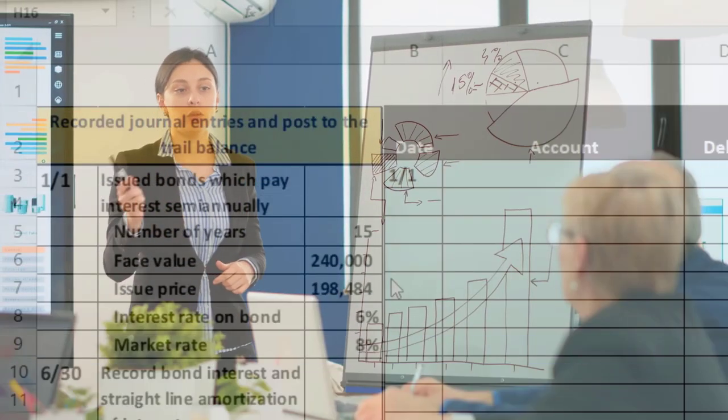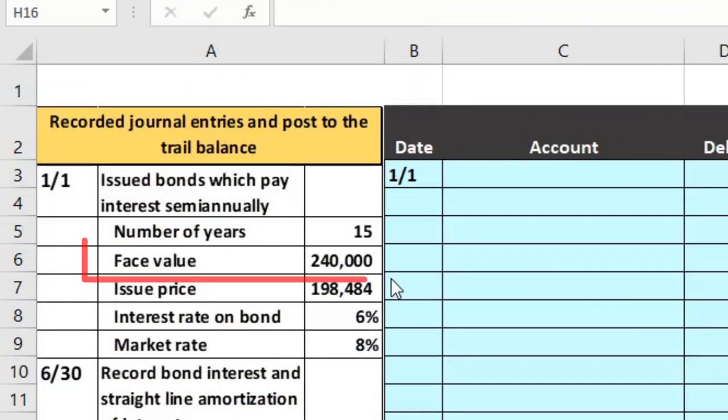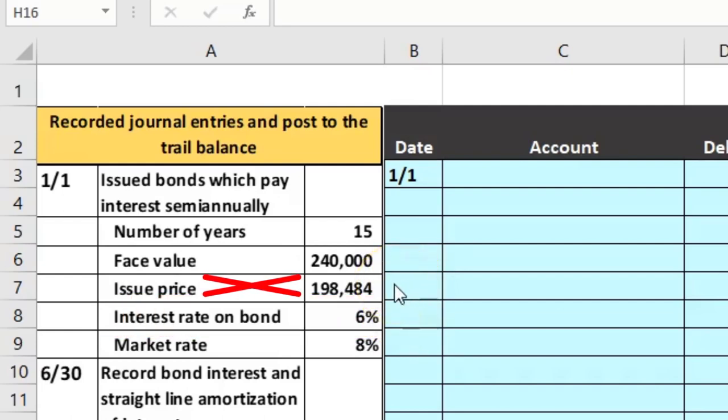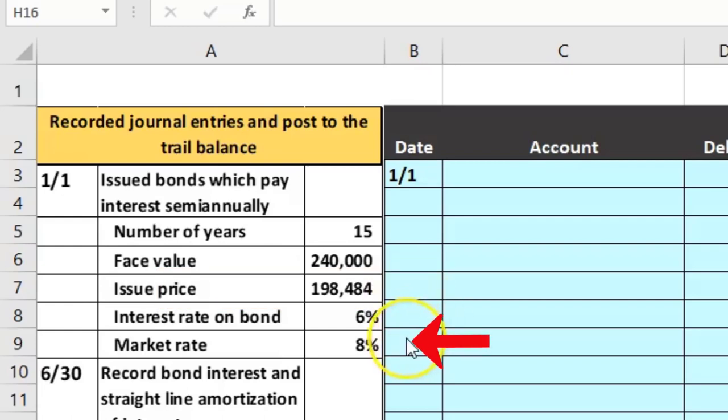It's also useful to know what's on the bond versus what's not on the bond, meaning the bond has $240,000 on the face of the bond. That's part of the bond. The bond has a contract rate on the bond of 6%. The bond does not have the issue price. That's whatever we sell it for, just like any other thing. If we're going to sell stocks or bonds, we sell for whatever we can get. And so this happens to be what we can get. The market rate is not on the bond. That's, again, helping us determine what the issue price is, and it's just whatever the market is.